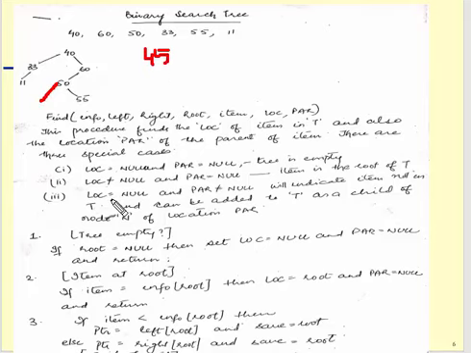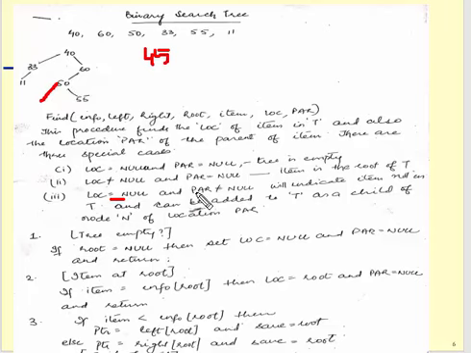What is the location then? Location is null. But what is the parent of that? Parent means if 45 had been here, what would be the parent? Parent would be 50. So PAR would be 50 over here.